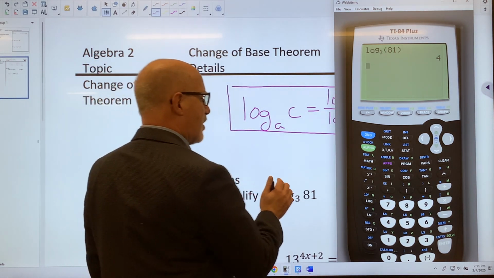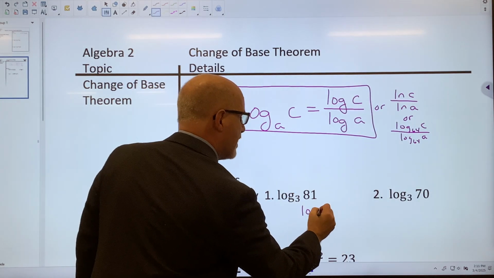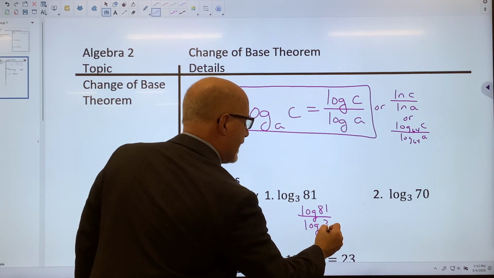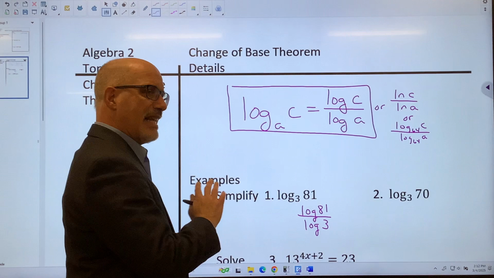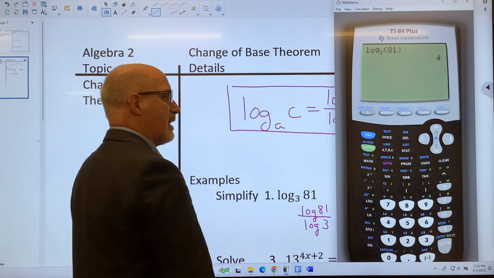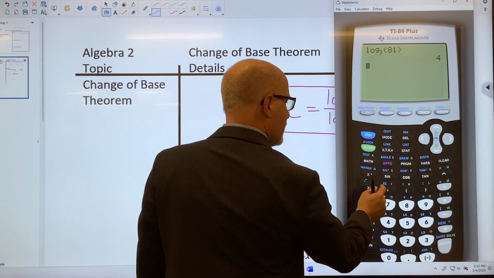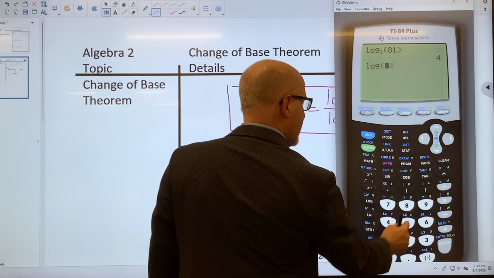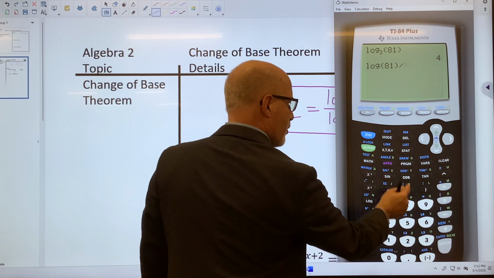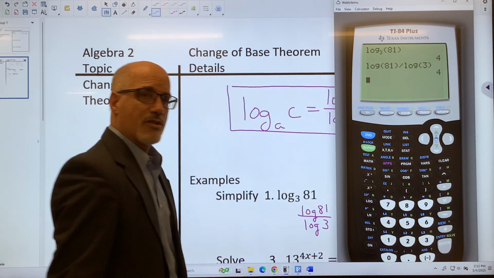Well, we can do this also if we need to. We can change this into the common log of 81 over the common log of 3, and then we can do that on any calculator, even the calculators that don't have the log base key under the math menu. Notice if I do log of 81, close that, and divide it by log of 3, close that. Notice I get the same answer of 4.